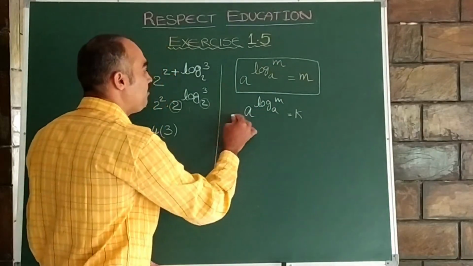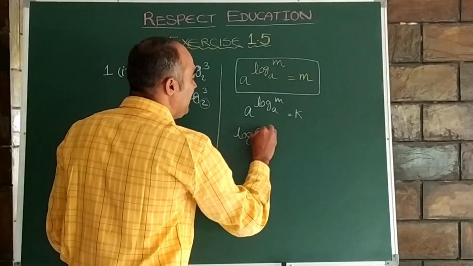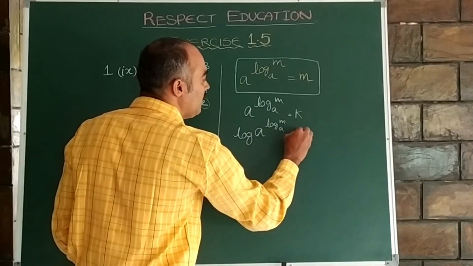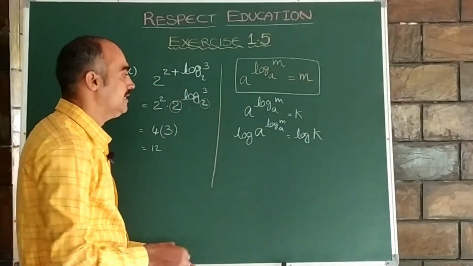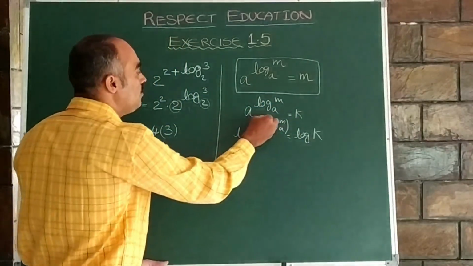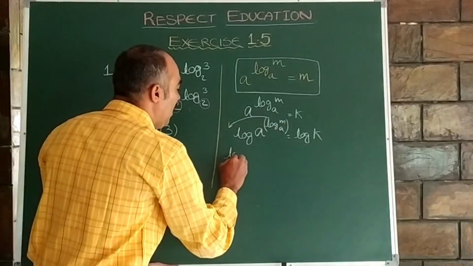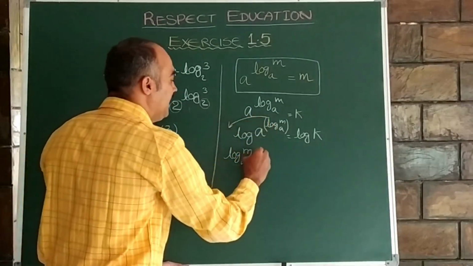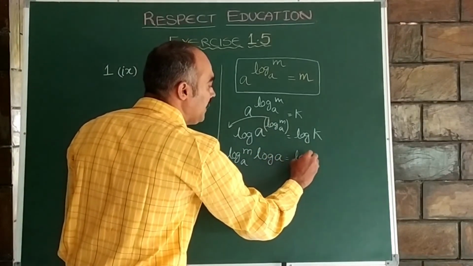Now let us see here, apply logarithm on both sides. So it is log of a power log m base a is equal to log k. Clear? I apply log on both sides. Again here you see, children, this is in the power. So already you know this power comes forward. So here it becomes log m base a times log a is equal to log k.